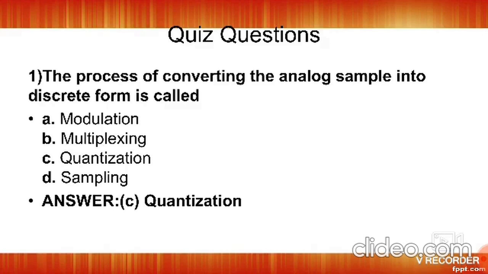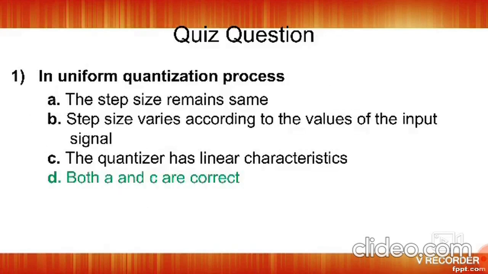We can have one quiz question based on quantization. The question is: the process of converting an analog sample into discrete form is called: option A modulation, option B multiplexing, option C quantization, and option D sampling. Since analog samples are converted to discrete form, that is called quantization. So option C, quantization, is the correct answer.